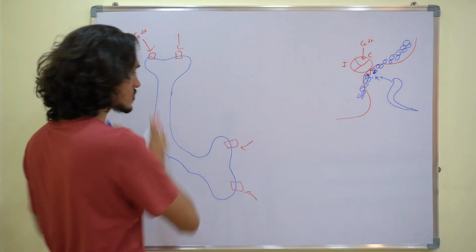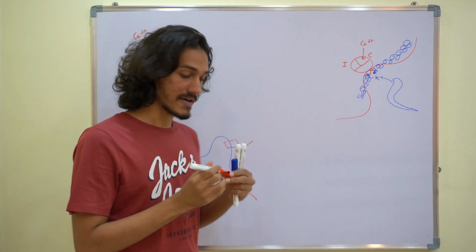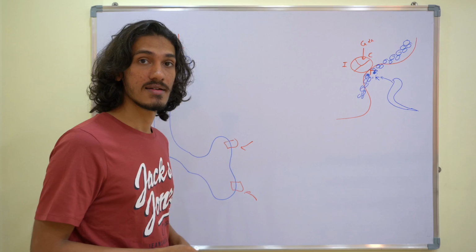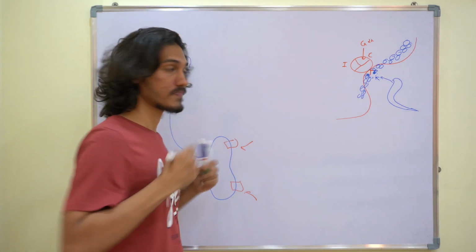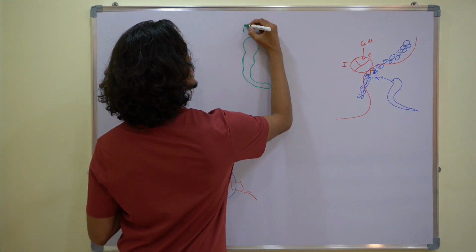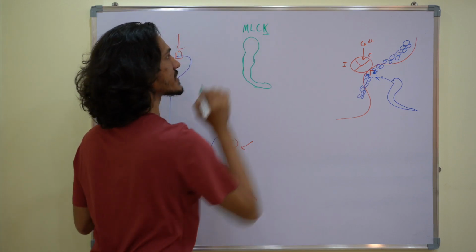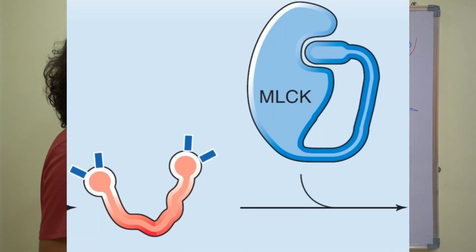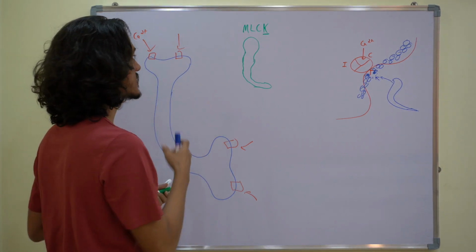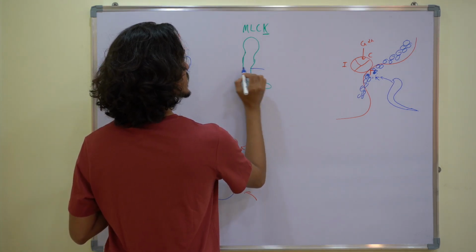Now this calcium-calmodulin complex can go downstream and activate certain things. One of those is what we call myosin light chain kinase. It's an enzyme. So this is your myosin light chain kinase, a kinase of myosin light chain. And when this calcium-calmodulin complex gets activated, it is now going to form a loop over here.